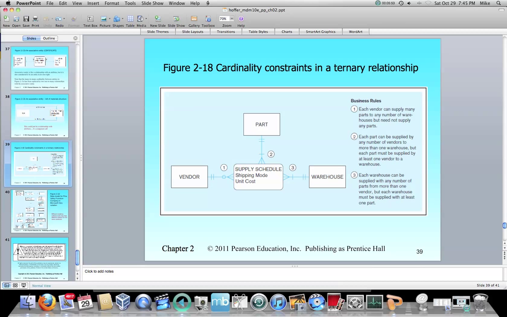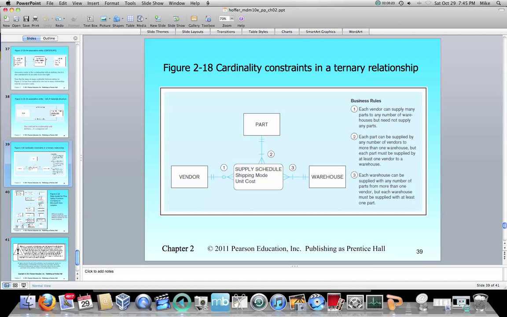So vendor to supply schedule. Each vendor can supply many parts to any number of warehouses, but need not supply any parts. Okay, so see how that's optional, right? And then each part can be supplied by any number of vendors to more than one warehouse, but each part must be supplied by at least one vendor to a warehouse, right? So you can see how we've got mandatory and optional associated with this as well.